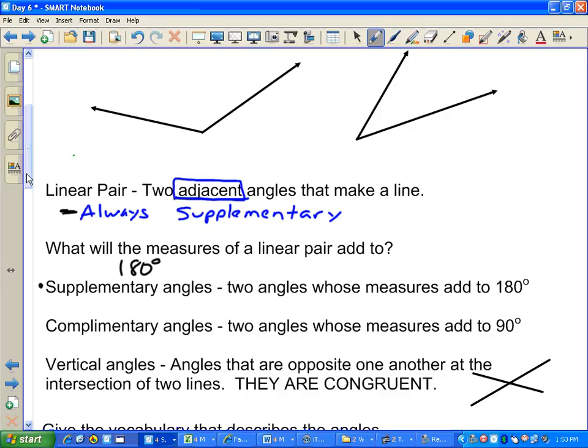For example, this is 130 degrees and this is 50. These two would be supplementary. I add their angles up together, they add up to 180 degrees. But it's not a linear pair because they are not adjacent. Okay, that's where that key word comes in for the linear pair.